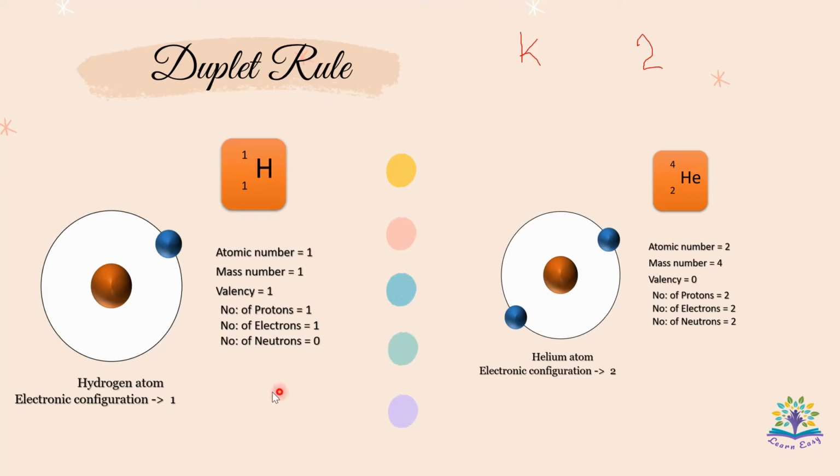Now let's understand this with an example. Hydrogen atom has only 1 electron. It is placed in the K shell. But according to the duplet rule, if K shell is a valence shell, it has to have 2 electrons to be stable. So hydrogen is not stable and it will take part in chemical reaction. Now let's see the example of helium. It has 2 electrons. These 2 electrons are placed in the K shell. So according to the duplet rule, helium is stable. That is why helium does not take part in chemical reaction and comes under noble gas.